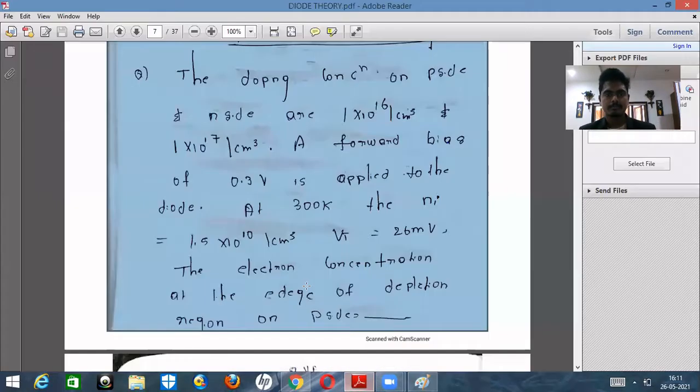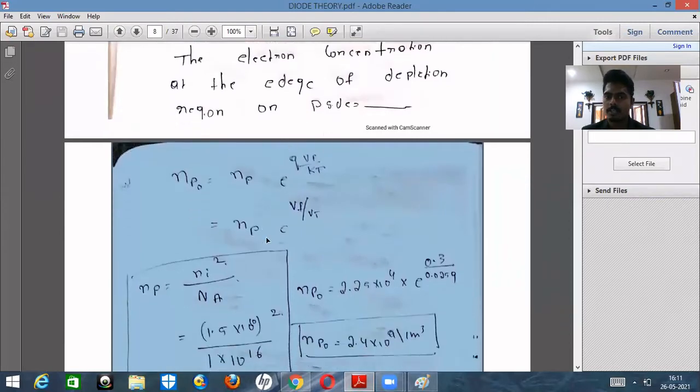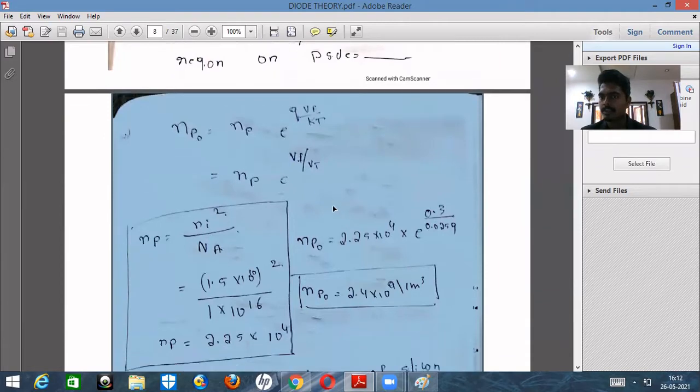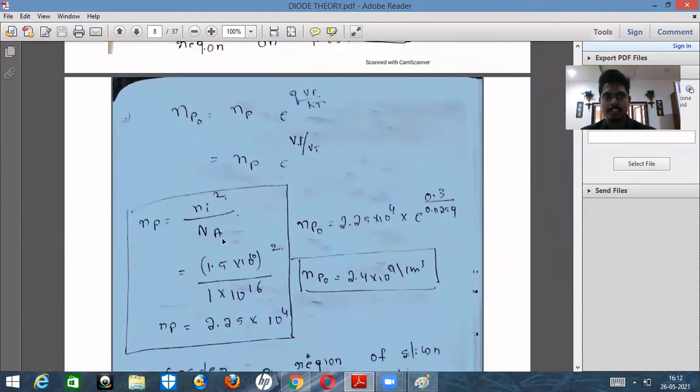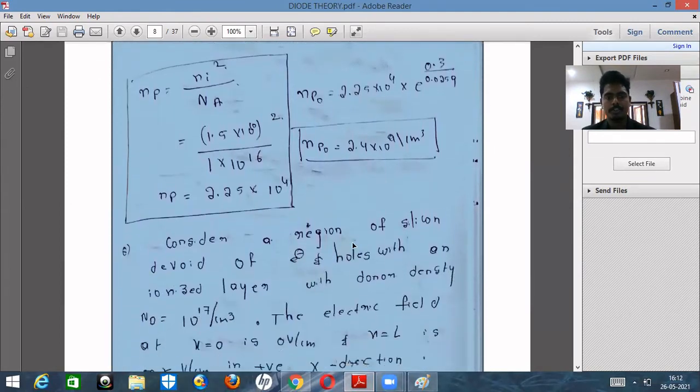Yes, you can see the problem on the screen. So here you can see that Np naught is equal to Np into e power q into Vf upon Kt. So when Kt comes to the front, it becomes Vf upon Vt. So here we need to calculate the Np value. Np is nothing but Ni square upon Na. So 2.25 in 10 power 14 and Np naught is equal to 2.25 in 10 power 4 into e power that value. So automatically whatever we get, we can easily solve it. Okay, simple, right? So I'm moving on to the next problem.